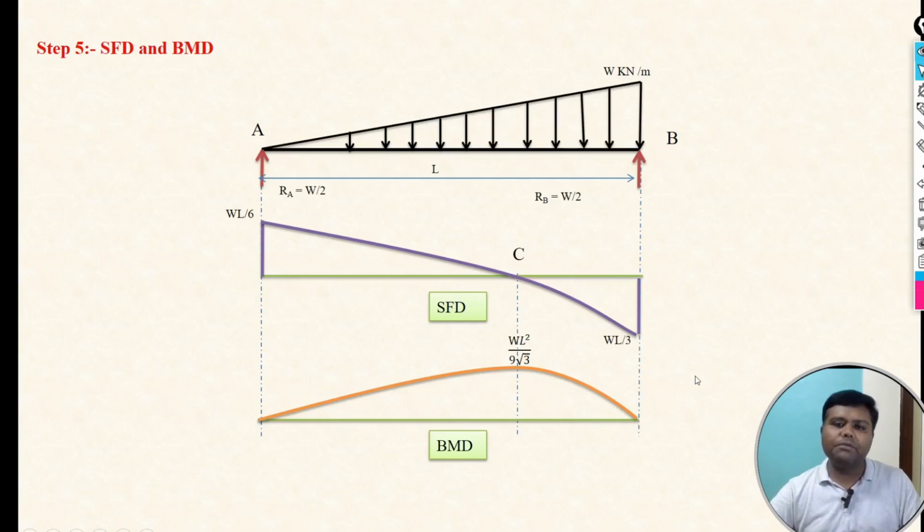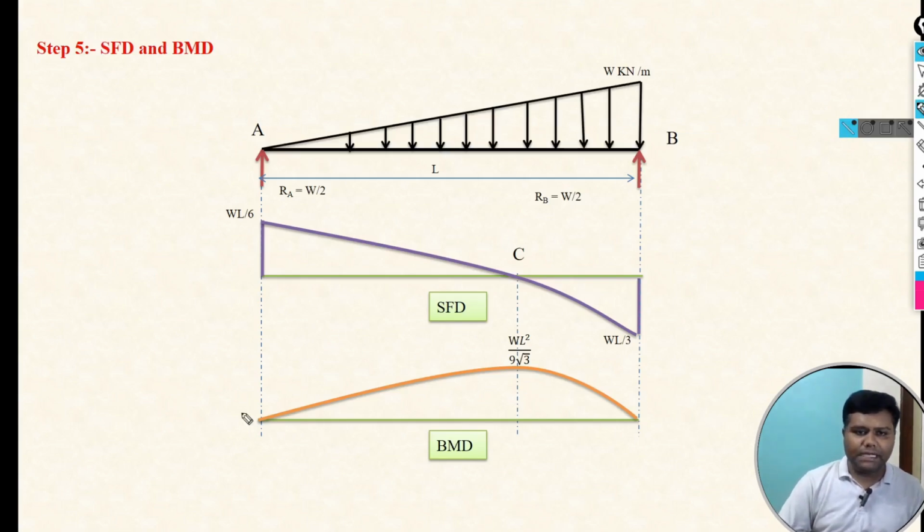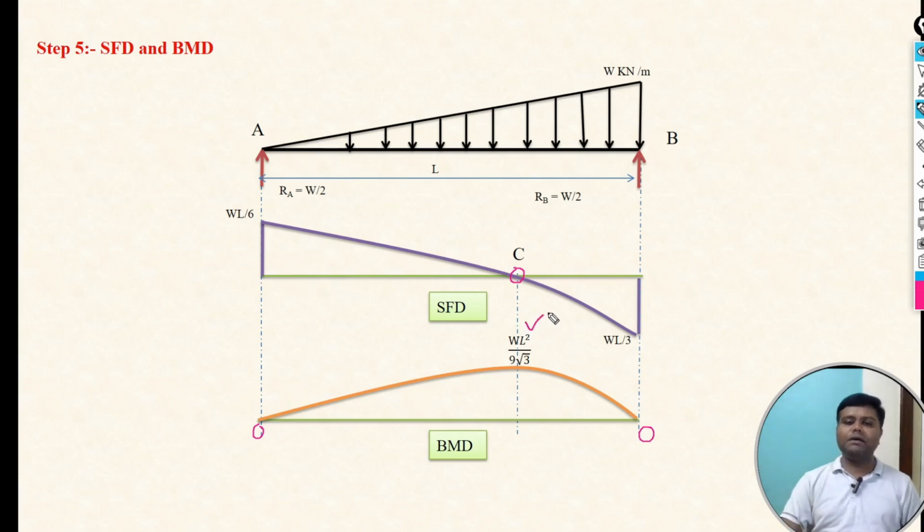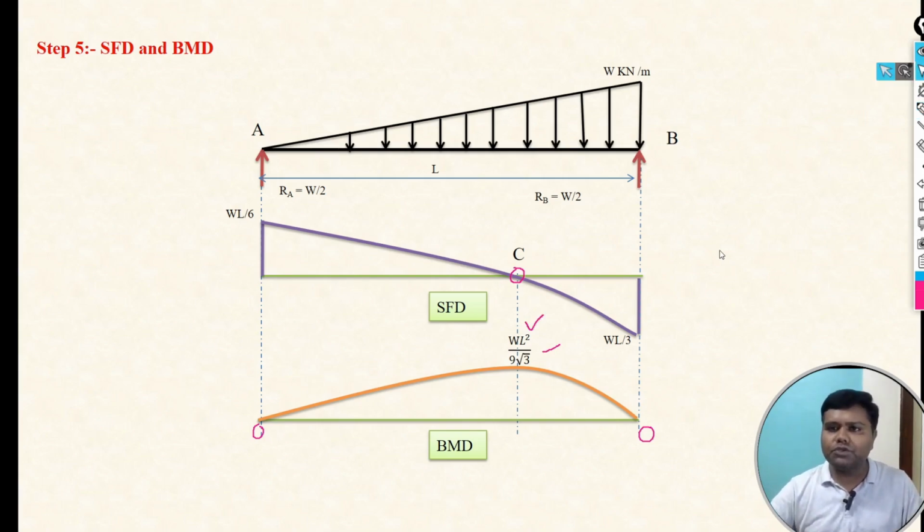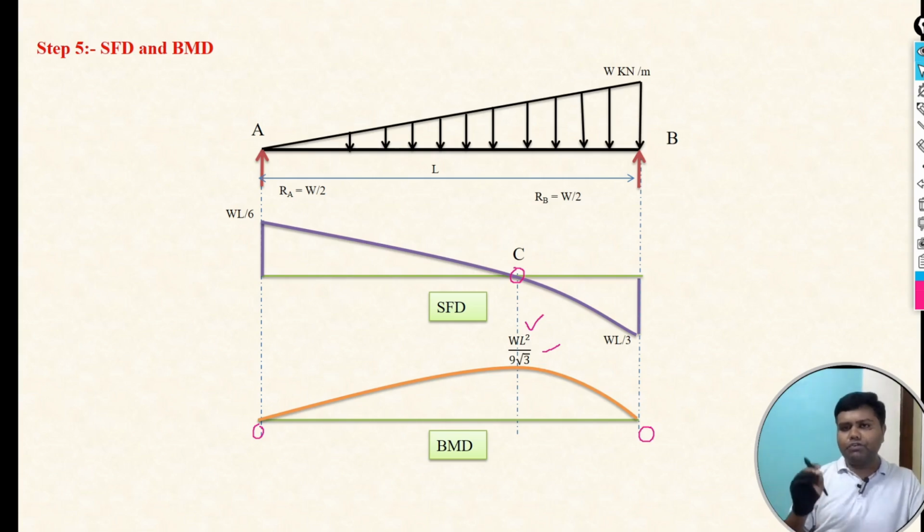So this is our bending moment diagram. See, the bending moment at point A is 0, bending moment at point B is 0, and the bending moment at the point where shear force is 0 is maximum, that is WL square by 9 root 3. Okay, so these are the simple steps to calculate the shear force, bending moment, or we can say the support reactions of a uniformly varying load.